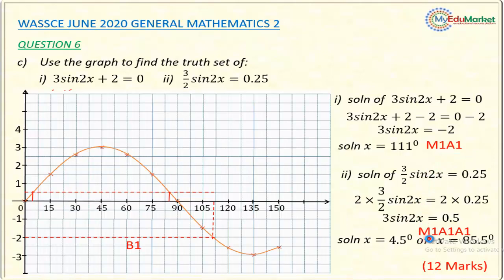The next mark is the method mark for trying to read the value, the second question, the second solution. So you are trying to read the value, simply drawing this line and this line, you have this method mark. And the next mark is the accuracy mark, when x is 4.5 degrees or within the allowed deviation. The second A1 mark is for the second root or second solution, 85.5 or within allowed deviation. So you still have this A1 mark. So in total there are 12 marks to this very question.